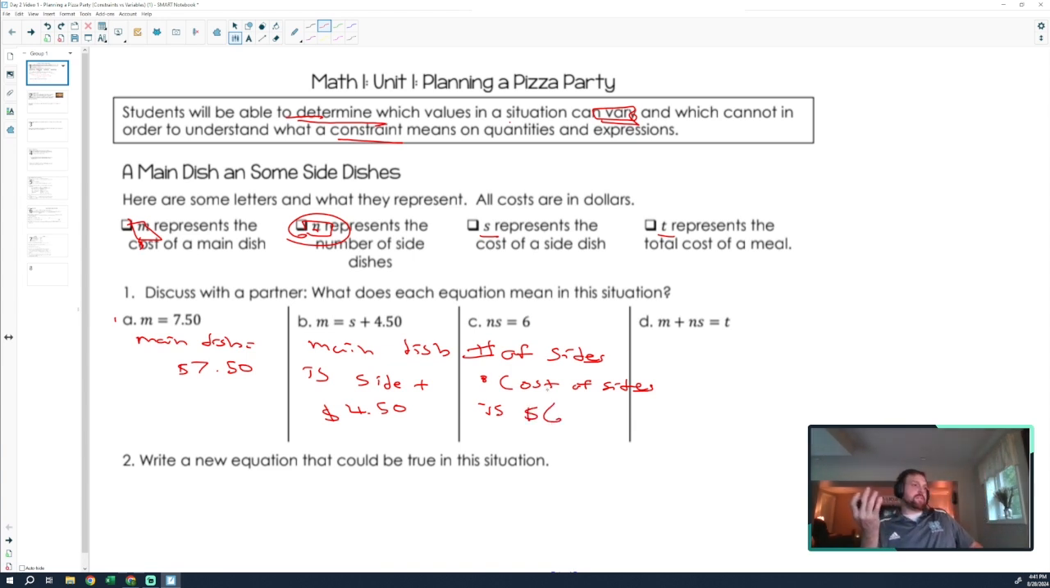All right, so that makes sense, right? You just take however many sides you have, times it by the cost, and in this particular case, it's going to be equal to $6. And that can change depending on what sides you get, but that's what this expression is telling us.